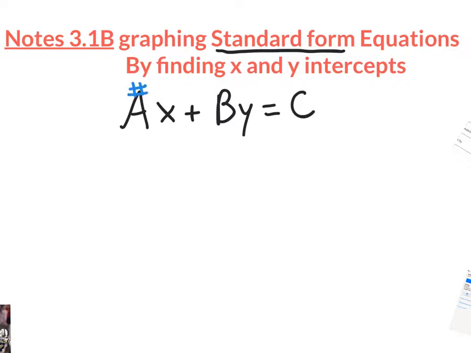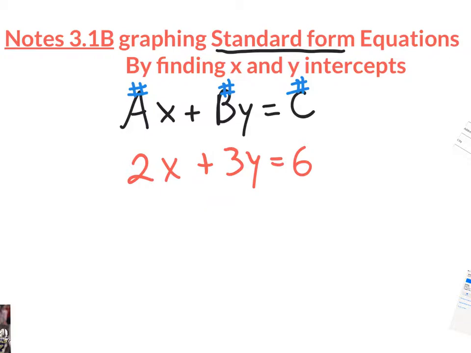A is just a number, B is just a number, C is just a number. Okay, so it's really not that confusing. Here's an example of a standard form equation. 2x plus 3y equals, let's say, 6. That's a standard form equation right there, where your A value is 2, your B value is 3, and your C value is 6. So we're going to be able to take an equation and change it from standard form to function form, or from function form to standard form.